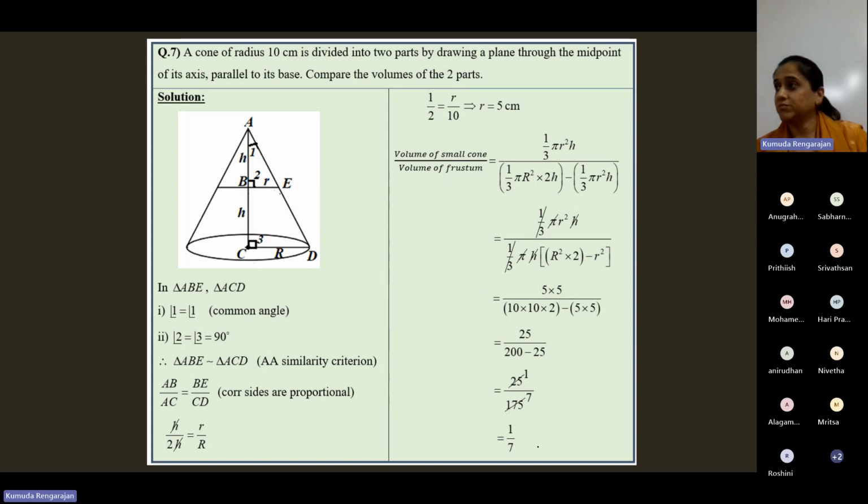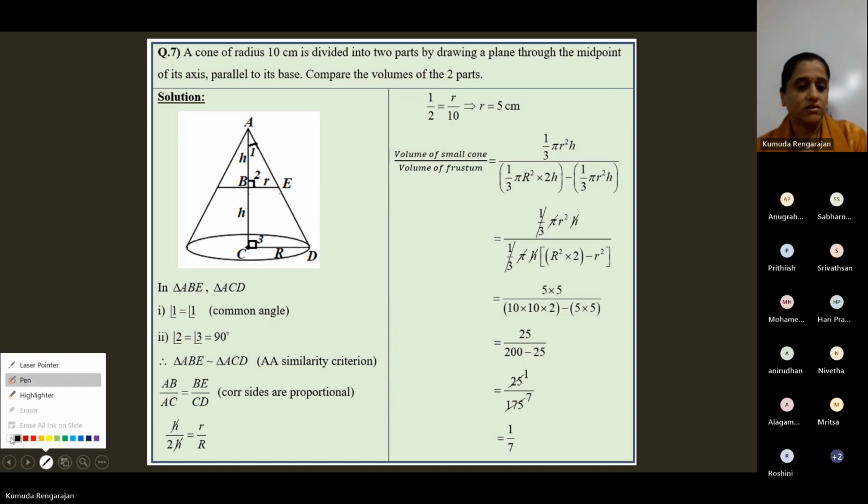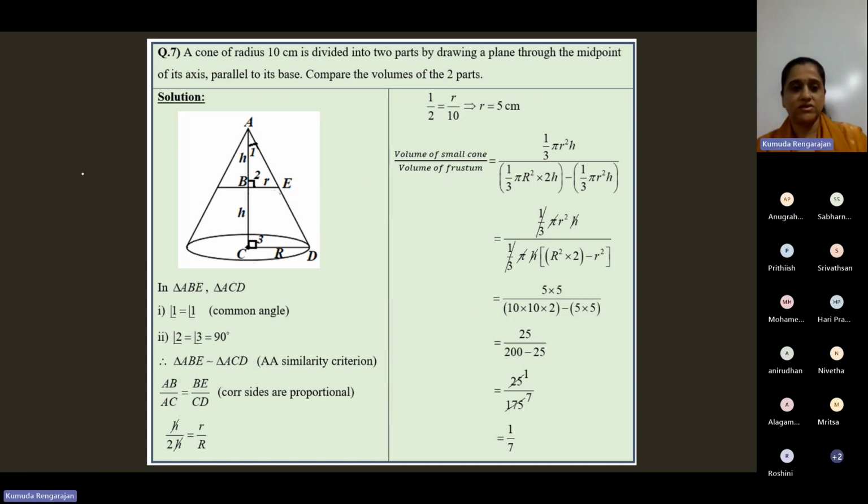This part is the same. Okay, so I'll work it here. Please make a note of this. So instead of similar triangles, you can also do it like this.